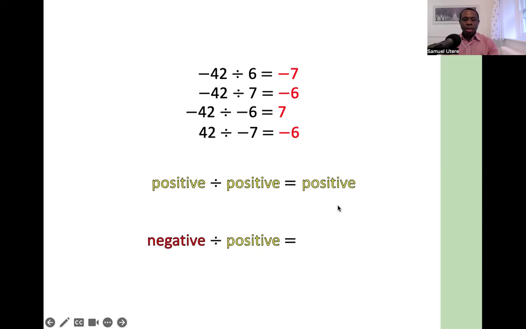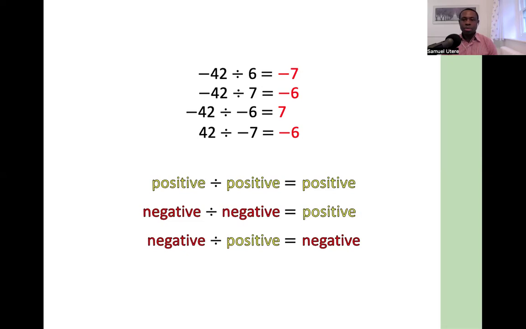Next, negative divided by positive, you can see it here. For example, this one, negative divided by positive will give you negative. And if you recall, when we did multiplication, we learned that negative times positive will give us negative. Negative divided by negative, you can see here, will give you positive. You can see it's a positive result, which is 7. If you recall, negative times negative is equal to positive from our previous lesson.